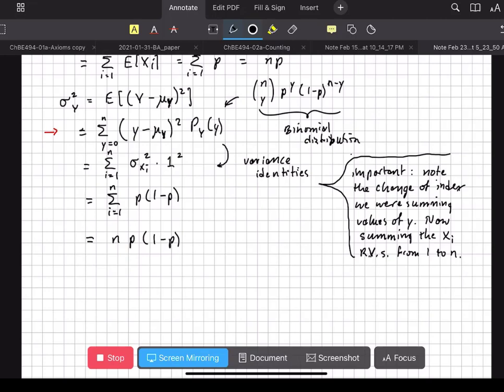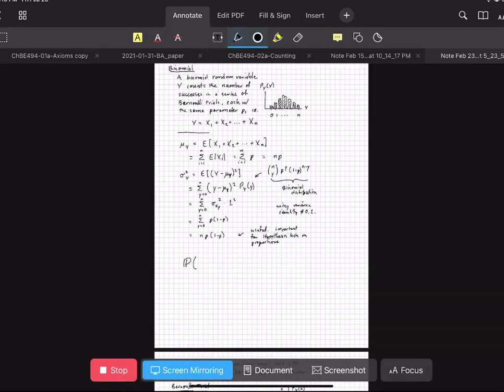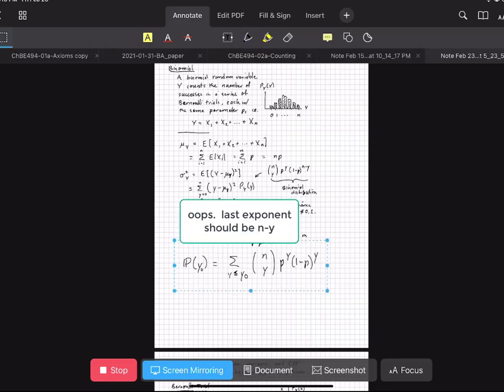all of those n choose y terms with p to the y and 1 minus p to the n minus y. So P of y not is going to be the sum over all values of y that are less than or equal to my y naught. I'm adding up the distribution, so I have n choose y and p to the power y and 1 minus p to the power n minus y. That's by definition what the cumulative distribution is going to be.